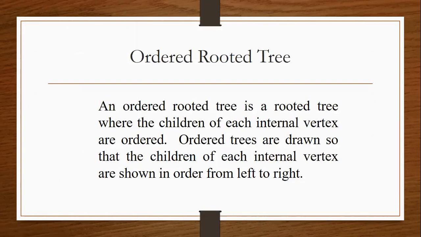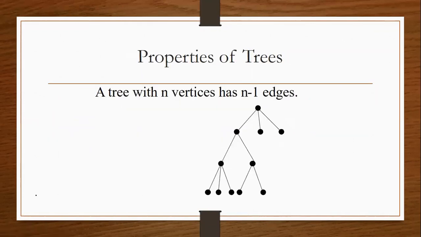Now what about this? Over here, this is also a tree with m equal to 3. Now what is an ordered rooted tree? An ordered rooted tree is a rooted tree where the children of each internal vertex are ordered. Ordered trees are drawn so that the children of each internal vertex are shown in order from left to right. Let's take an example. If the root is 1, 2, 3, then I can write it as 1, 2, 3. So this is an ordered tree.